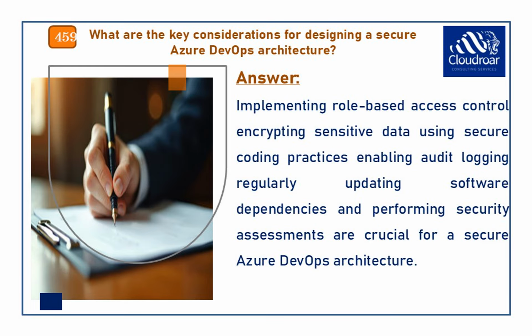Question 459. What are the key considerations for designing a secure Azure DevOps architecture? Implementing role-based access control, encrypting sensitive data, using secure coding practices, enabling audit logging, regularly updating software dependencies, and performing security assessments are crucial for a secure Azure DevOps architecture.